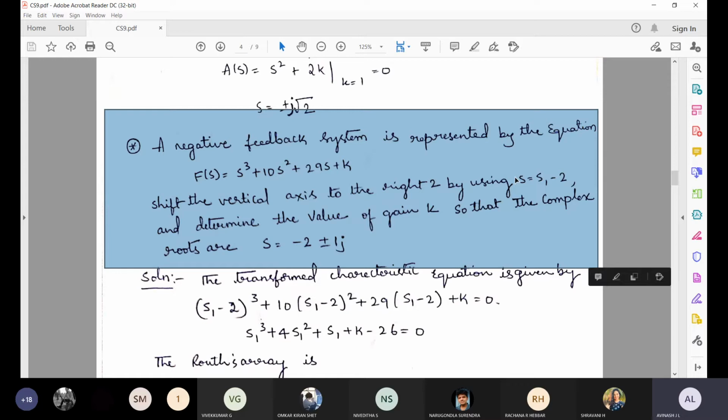so that the complex roots are s equal to minus 2 plus or minus 1j. So this is the question they have given.